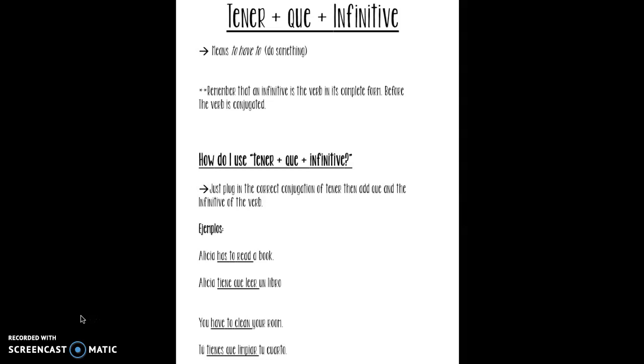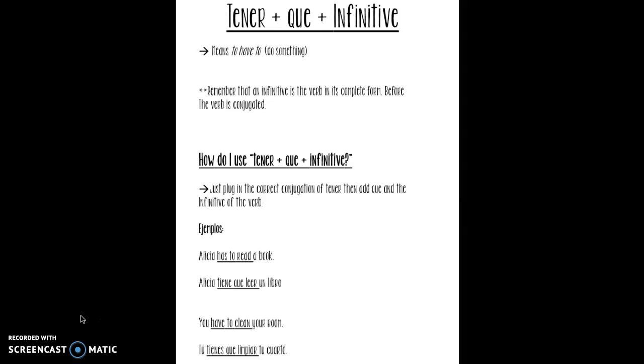So how do we use the tener que infinitive expression? You really just plug in the correct conjugation of tener, add your word que, and then add the infinitive. So I have two different examples for you guys. So the first one is Alicia has to read a book. So has to read is our tener que infinitive in English. So in Spanish, we're going to conjugate our verb tener to Alicia or ella. So we have Alicia tiene que, and then to read is leer. So Alicia tiene que leer un libro.